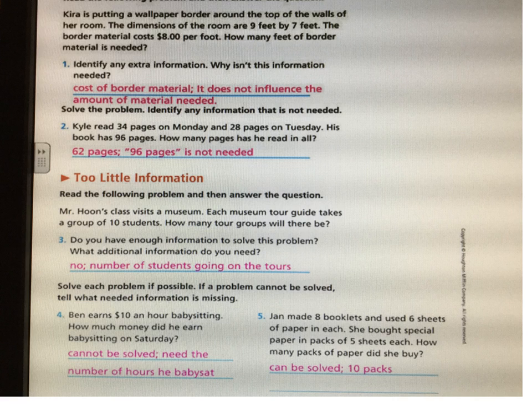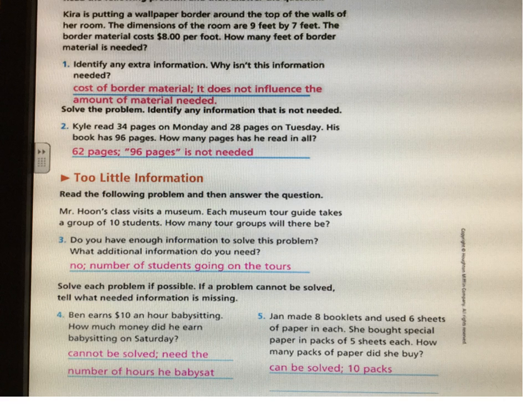Jan made 8 booklets and used 6 sheets of paper in each. She bought a special paper in packs of 5 sheets each. How many packs of paper did she buy? This one can be solved because we know that she made 8 booklets using 6 sheets on each one. And the question is, how many packs of paper did she buy? Well, she bought a special paper in packs of 5 sheets. She bought 10, and that would be because that's how many she would need to finish.